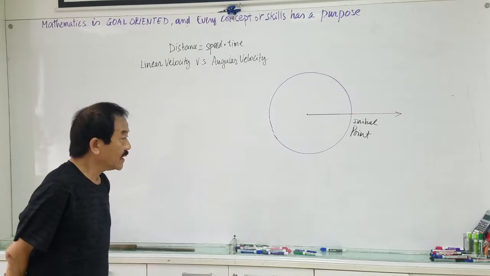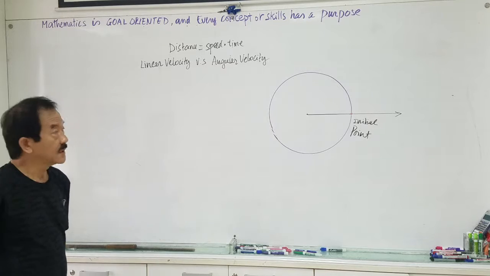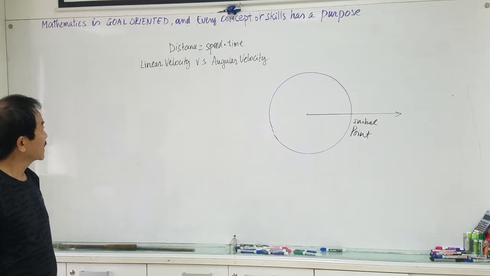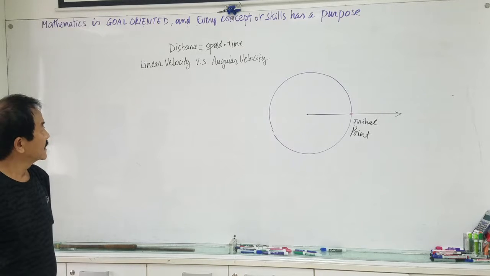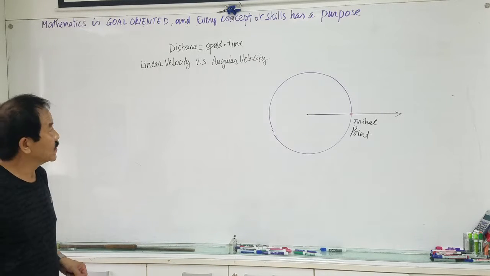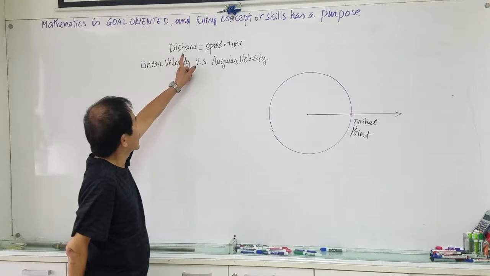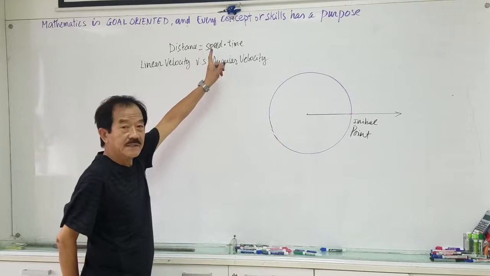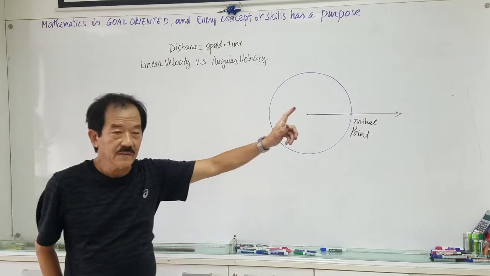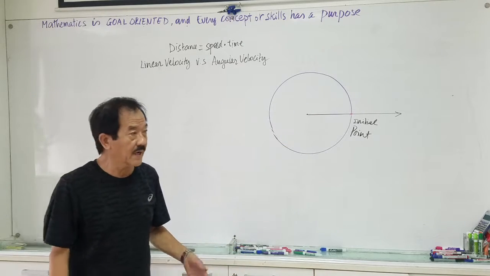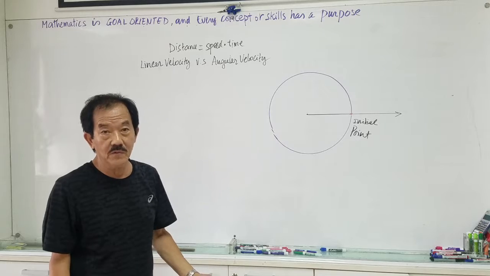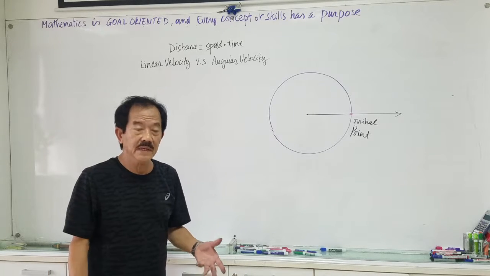Okay. So now let's start with the most confusing property of the linear velocity and angular velocity. So let me go this way. You know that the distance equals the speed times time, right? You ride a motorbike at 30 kilometers an hour and you go 5 hours, so you cover 150 kilometers.